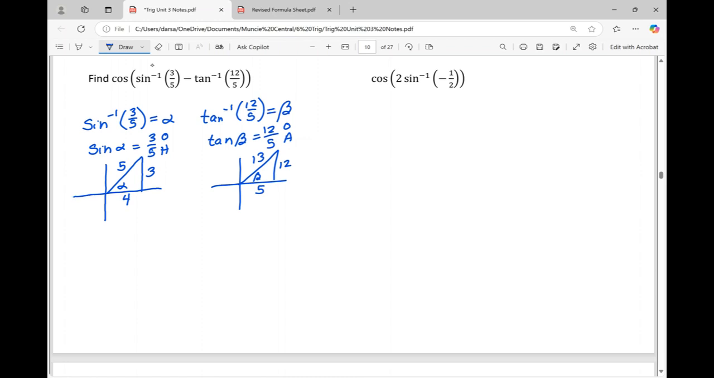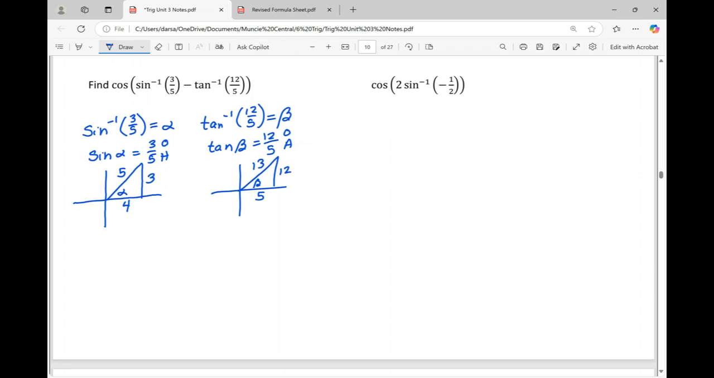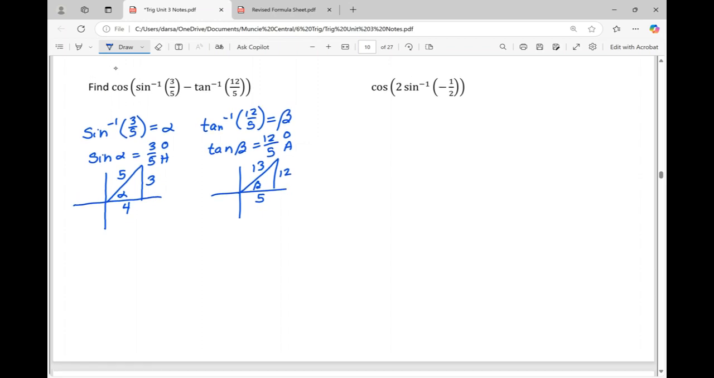Well, if you think about it, this is asking me to find the cosine of sine inverse minus tangent inverse. But I just said that sine inverse is going to be equal to alpha. So let me replace that with an alpha. And that tangent inverse, I said, is going to give me an angle beta when I calculate it. Remember, the answer to a tangent inverse is an angle. So what do we have here? Cosine of alpha minus beta.